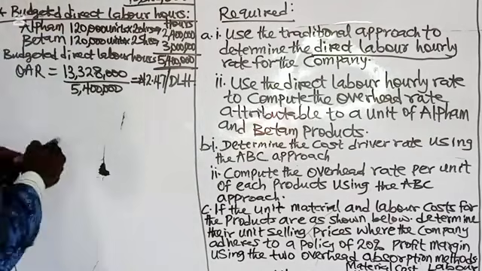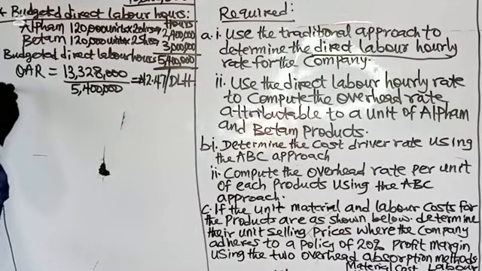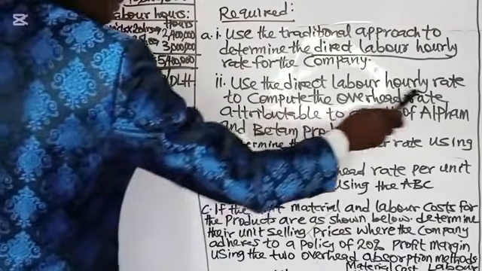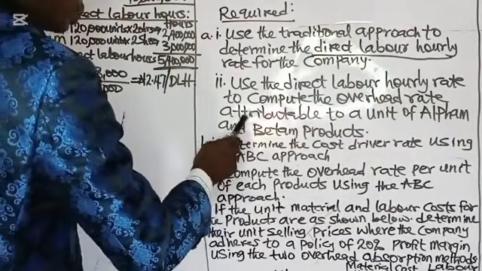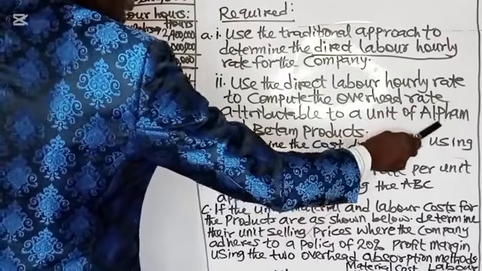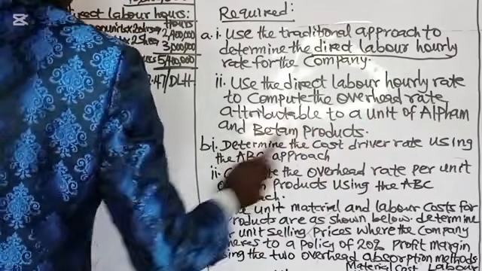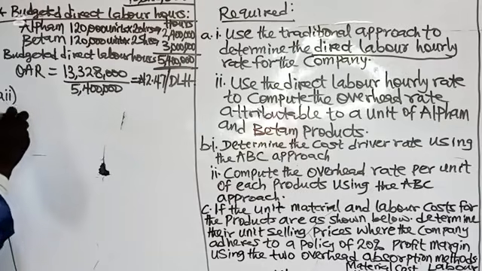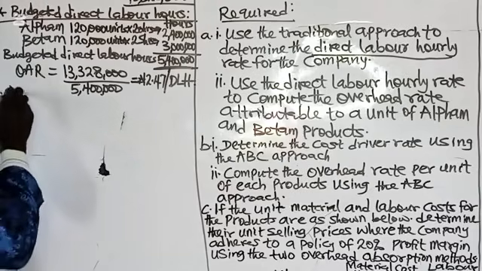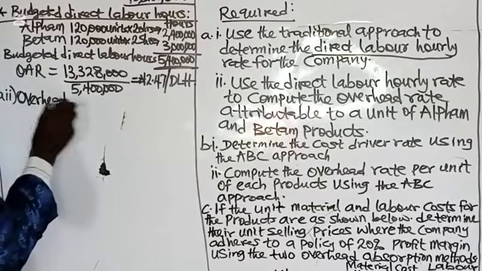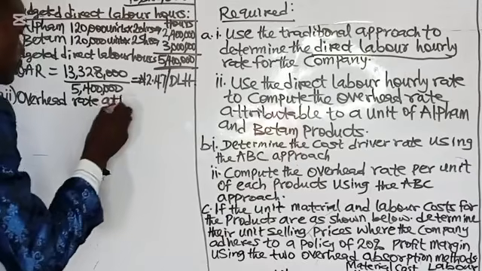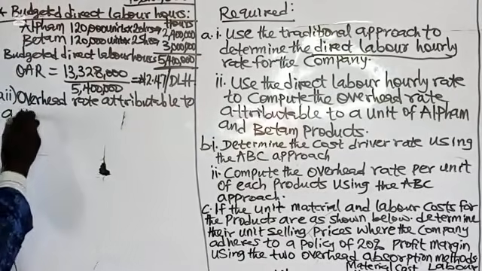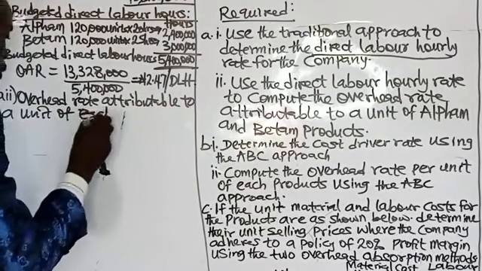So, A2. Use the direct labor hourly rate to compute the overhead rate attributable to a unit of AFAM and BETAM products. Use the labor hourly rate to compute the overhead rate attributable to a unit of each product.